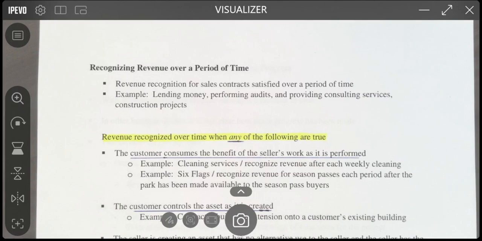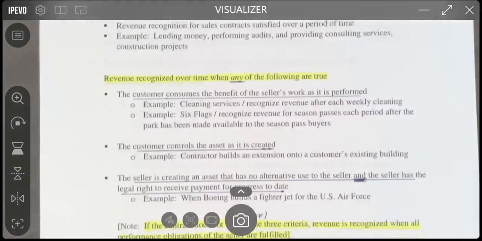Revenue recognition for sales contracts satisfied over a period of time will result in recognizing revenue over a period of time. Examples of these are lending money, where the interest revenue is recognized daily; performing audits, where we recognize the revenue as we do the audit work; providing consulting services; and construction projects. So here's the rule.